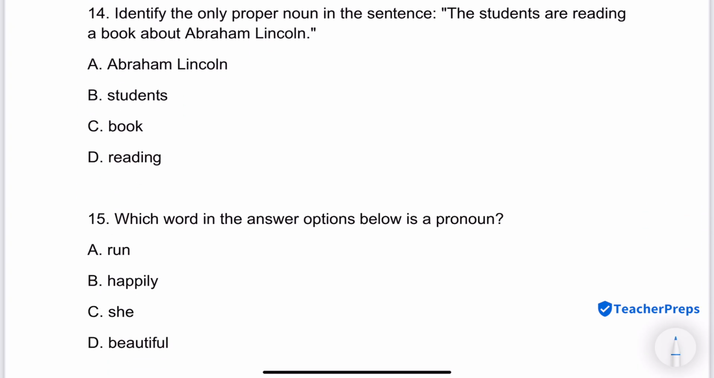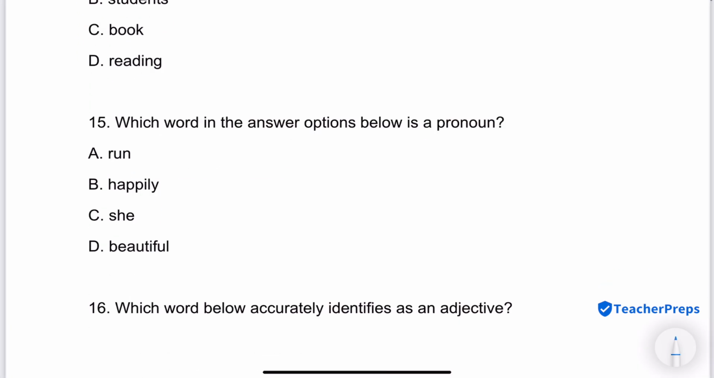This one reads, identify the only proper noun in the sentence. The students are reading a book about Abraham Lincoln. This is a fundamental grammar question, and you'll have these types of questions on your exam. A proper noun, remember, if it's been a while, is the specific name of a person, place, or thing, and it's always capitalized. I see Abraham Lincoln, and I'm going with that.